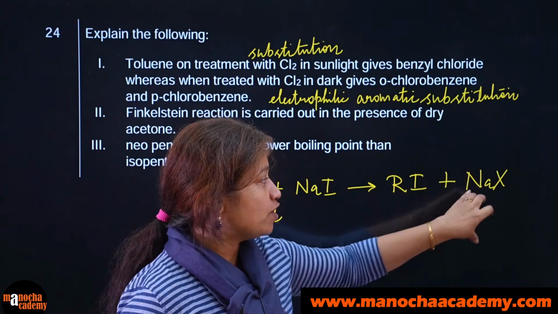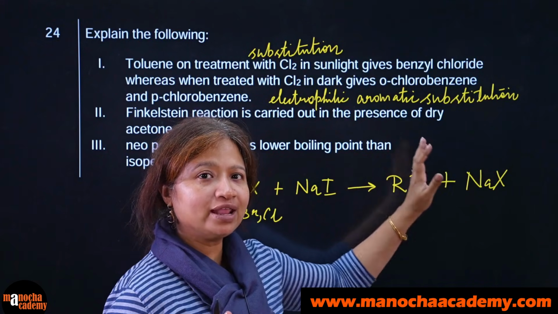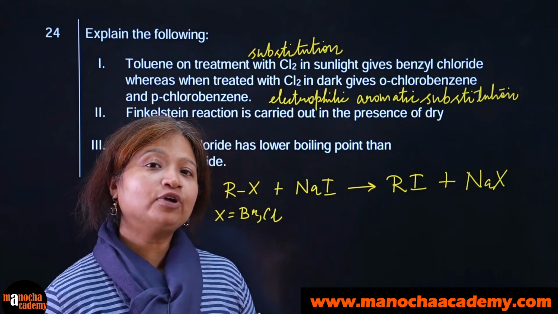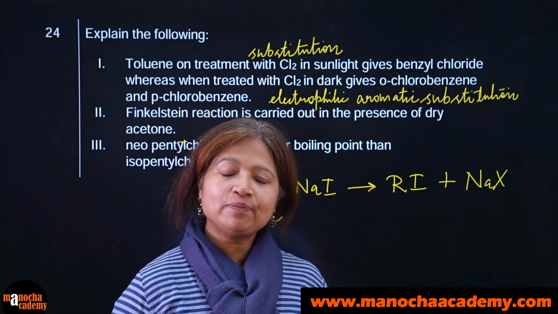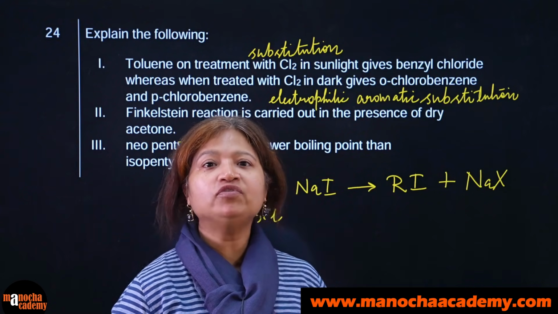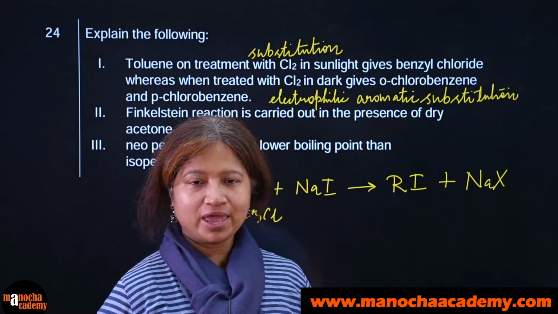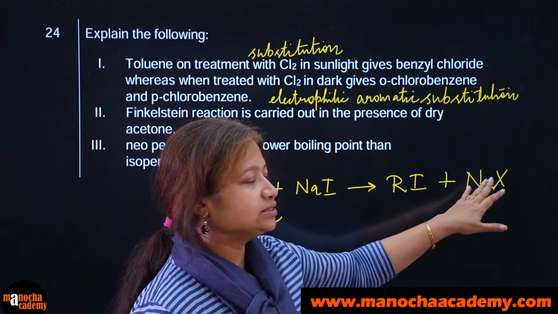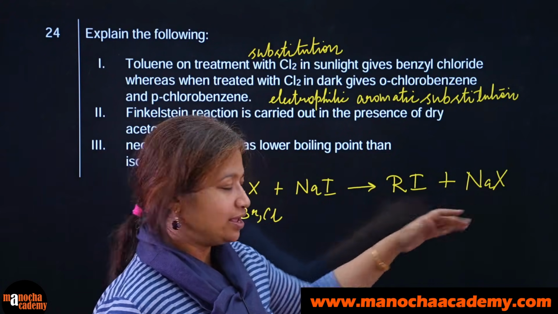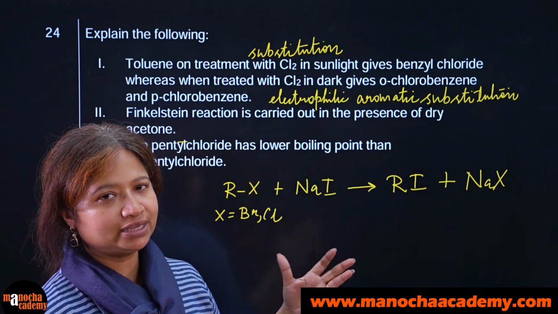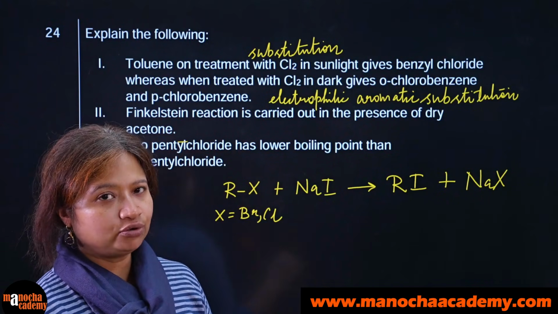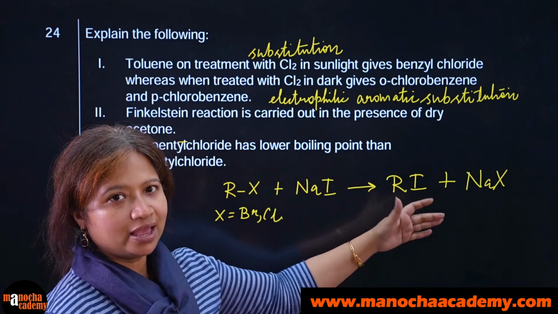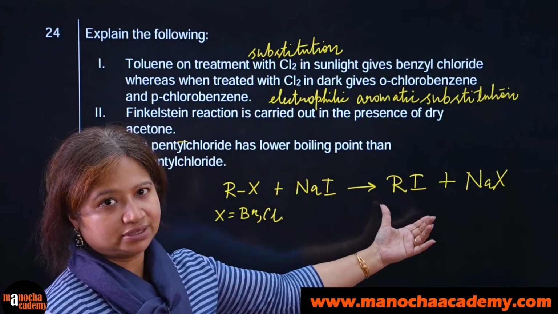Because if you remove one of the reactants, equilibrium shifts to the left. Here you are not removing it, it's getting removed by itself, because the product formed, since it's forming a precipitate, is no longer part of the reaction mixture. So you have to write that the product formed, NaCl or NaBr, is insoluble in acetone. As a result, as per Le Chatelier's principle, the equilibrium shifts to the right and the product yield increases.